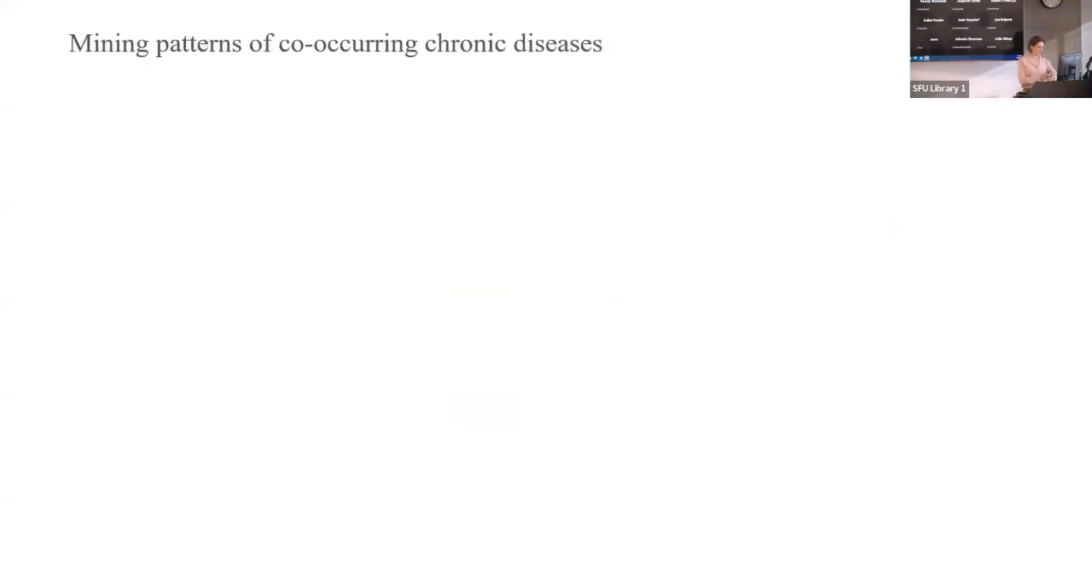So the primary goal of our project is to mine patterns of co-occurring chronic diseases. And we're doing this with a network-based approach that is very familiar to us in neuroscience, but is less utilized in certain contexts in epidemiology, although it is used a lot in disease modeling in terms of contagious disease spread.